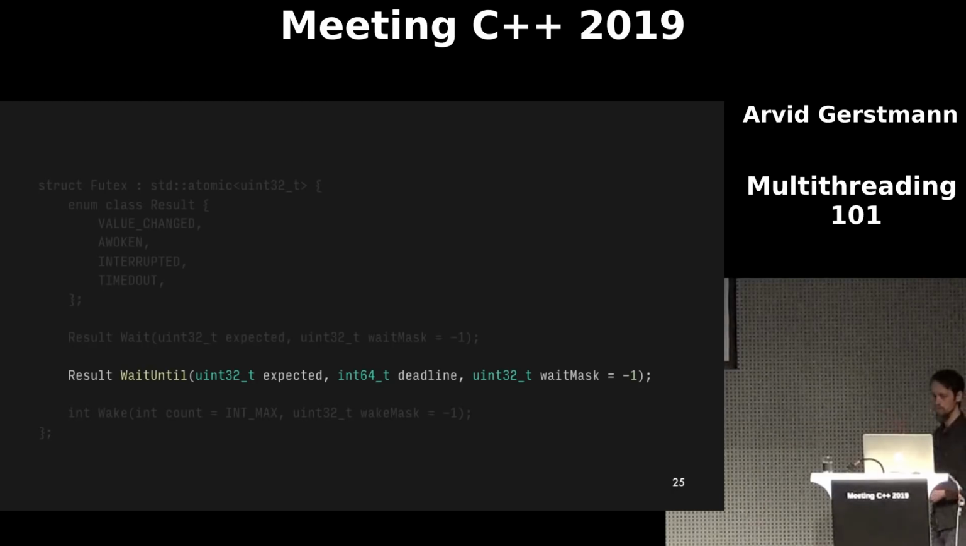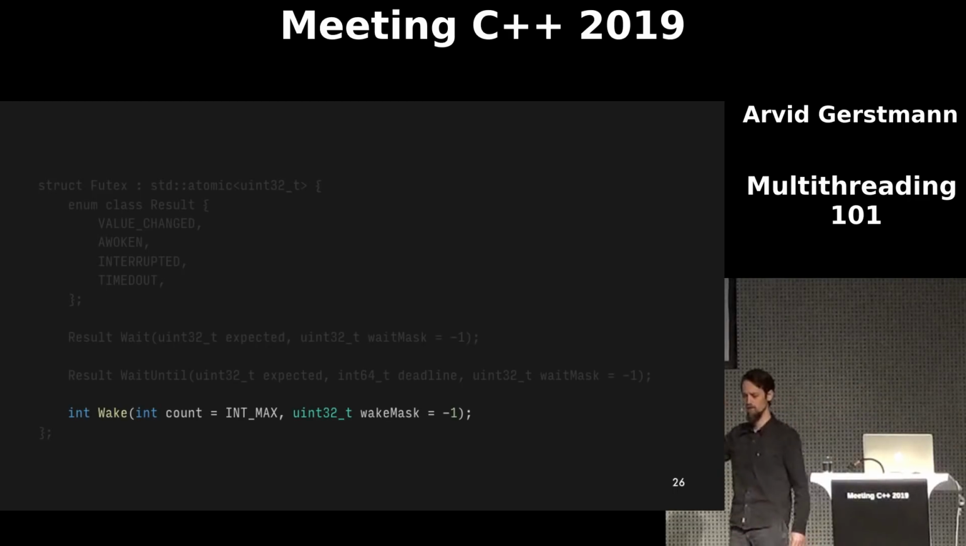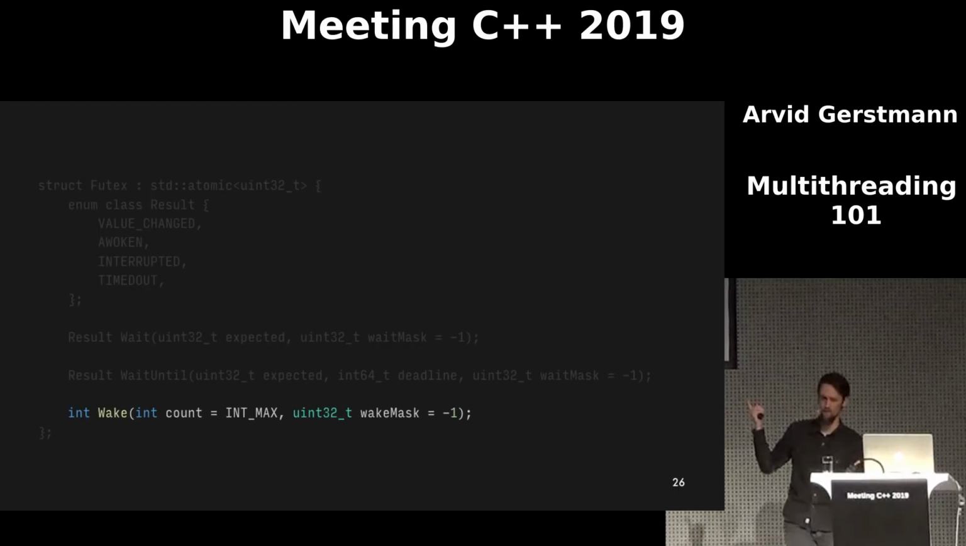Then there's wait until, which is kind of like wait. It just includes the deadline and will return timed out if deadline milliseconds have elapsed. And then there's wake, the third and final function in our futex. Wake will wake up count number of threads. It defaults to int max, which means that we're going to wake up all threads, because we will never have 2 billion threads waiting. And if you have 2 billion threads waiting, I'm actually surprised at how you get that done, and kind of sad that you have 2 billion threads waiting.